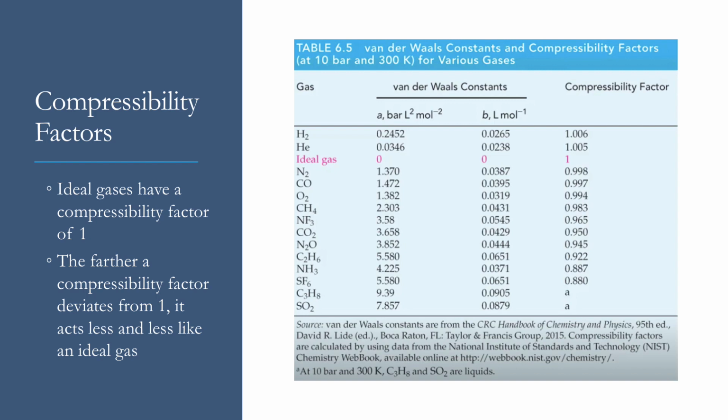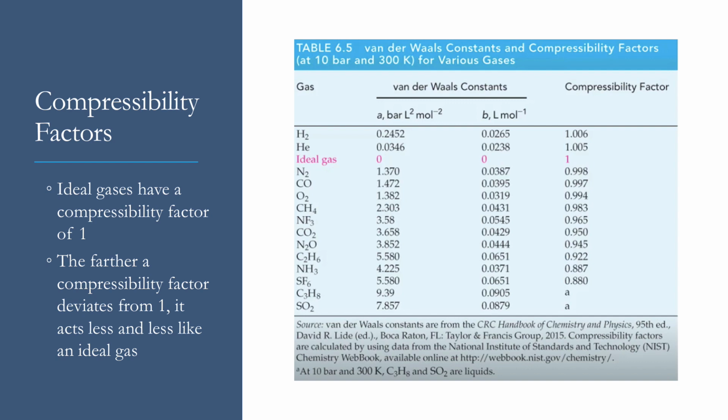Another important part of real gases is their compressibility factor. A compressibility factor refers to the difference between the values that you would get from using the ideal gas law instead of the van der Waals equation. Ideal gases have a compressibility factor of exactly 1, whereas real gases deviate from this. The closer a gas's compressibility factor is to 1, the more closely it behaves similarly to an ideal gas.